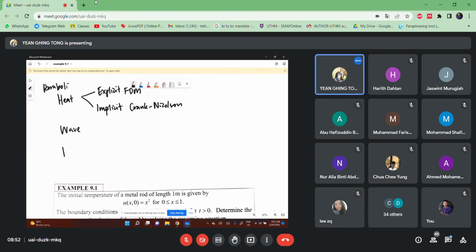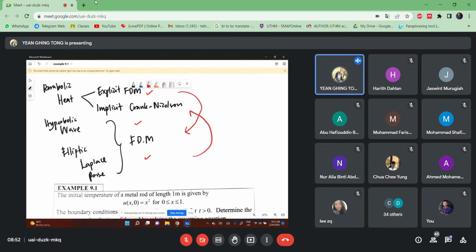This is parabolic, this is hyperbolic, and this is elliptic. For elliptic, we have Laplace and Poisson. All of these also use finite difference methods. So I will cover this one and then jump to this one first, and only after that jump back to this one.